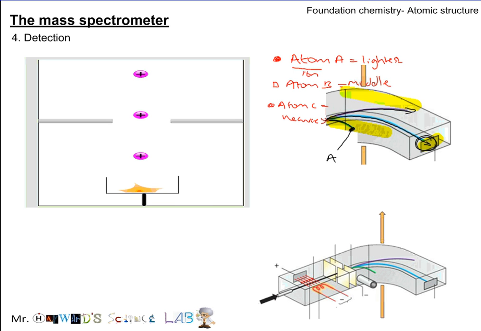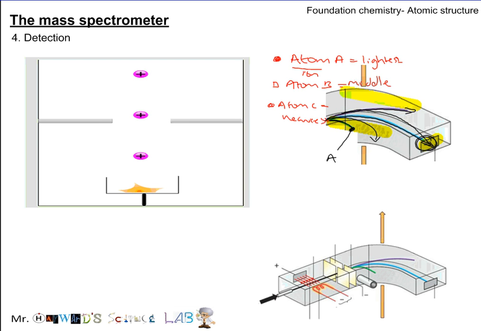Now, that's only showing us one thing within our sample. So what we do, we change the magnetic field. For this example, if we were to increase the magnetic field strength to make it stronger, then what would happen is our heaviest ion, so ion C, would be deflected more and reach the detector. There's one that reached the detector originally, but also hit the side. So now we're detecting another ion, another part of our sample.